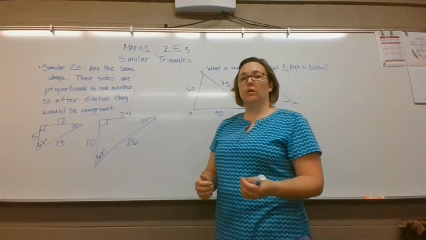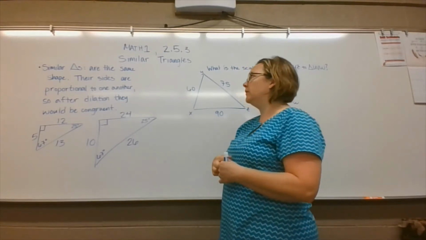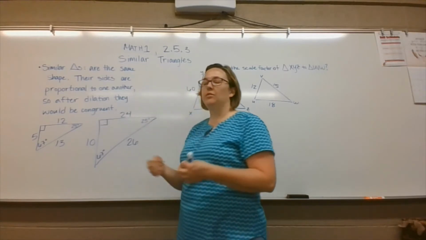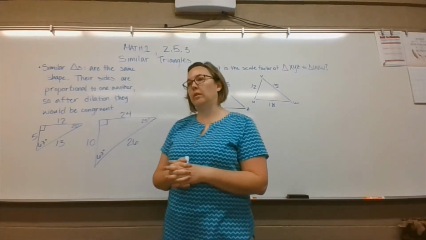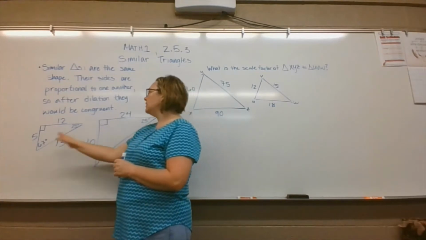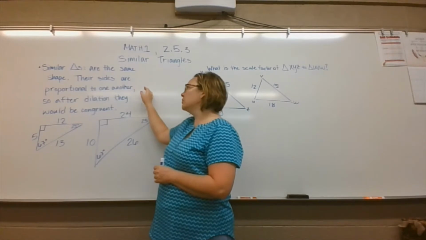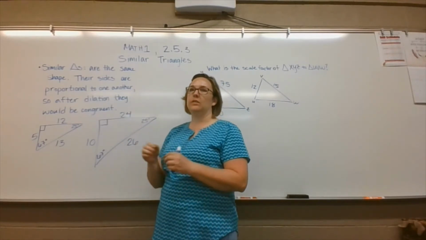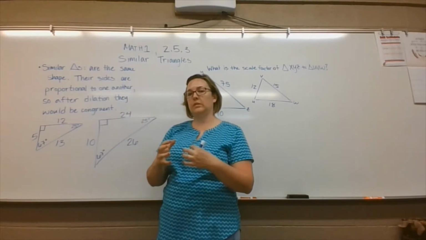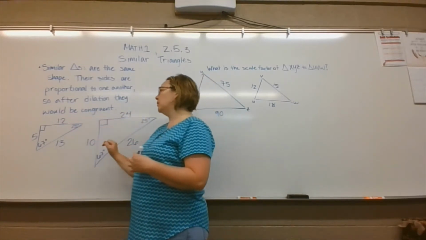So similar triangles are really closely related to congruent triangles. There's just a little bit of a difference. Okay, they have the same shape, but their sides do not have to be equal to one another. So you can have two right triangles and their sides simply need to be proportional to one another, so that after dilation, which means using a scale factor to increase or decrease the size, your two triangles would be congruent.